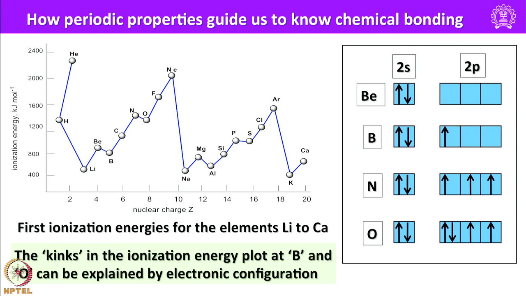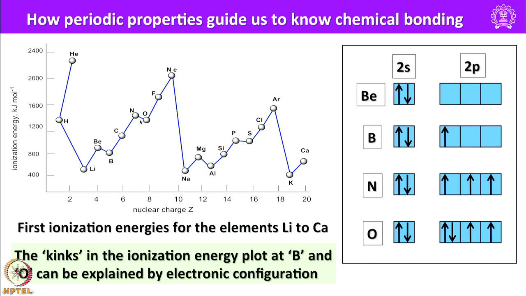As a result, the first ionization energy of beryllium is very high. In the case of boron, although there is an increase in the atomic number, I essentially have to remove the electron from the p orbital, which is a little farther from the nucleus. As a result, its first ionization energy drops, and then there is a steady increase.